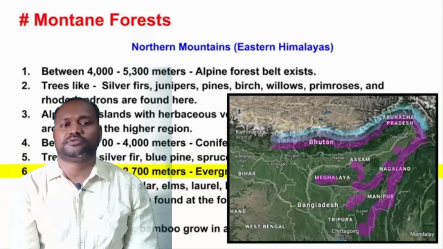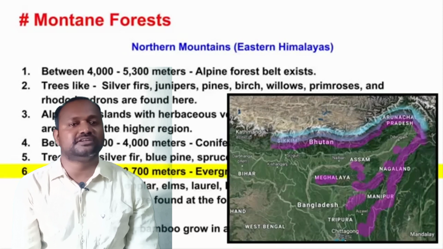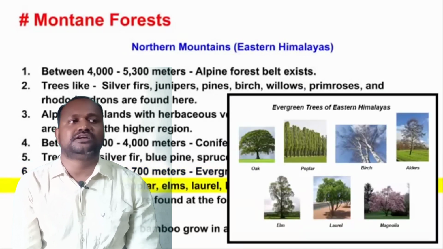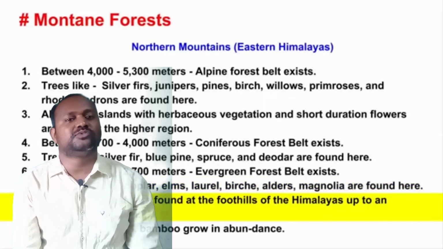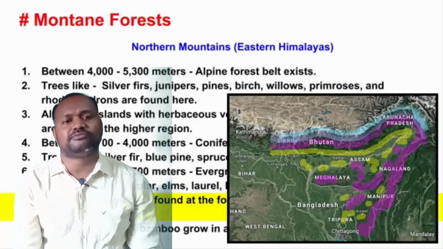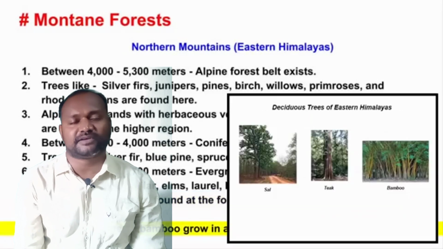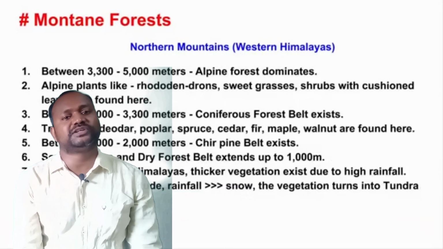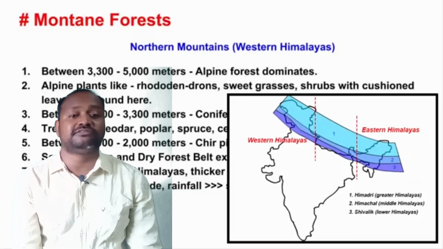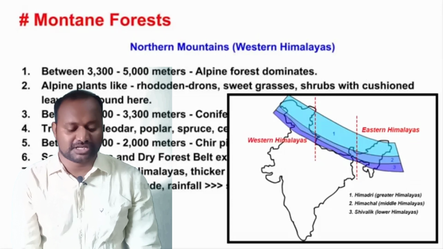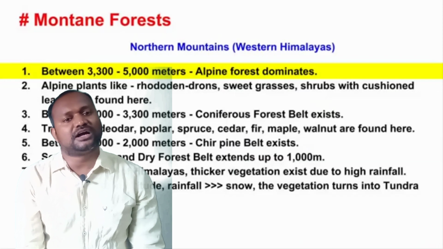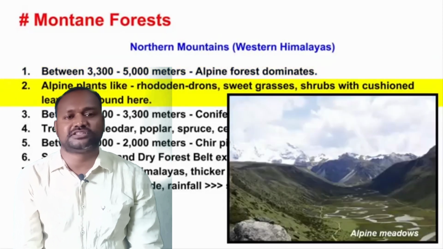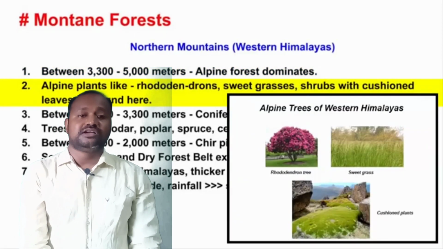Then we move a little bit up, more than 4500, and we get alpine grassland. Here we have the alpine grasses. Then more than 4500 or 5000, we have tundra vegetation, where we have only lichens and mosses. So the vegetation changes with the altitude over here. According to the altitude, the vegetation in montane forest varies.